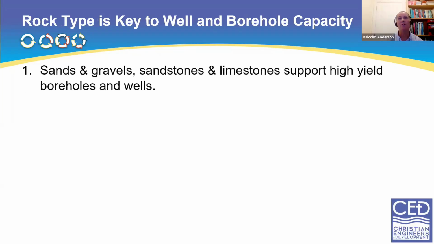So rock type is critical as well. The key ones that we're really interested in from a borehole point of view are sands and gravels, sandstones and limestones, because they support high yields. If you have those where you want to supply, you're pretty much done and dusted, because they will reliably produce water supplies with very few borehole failures.